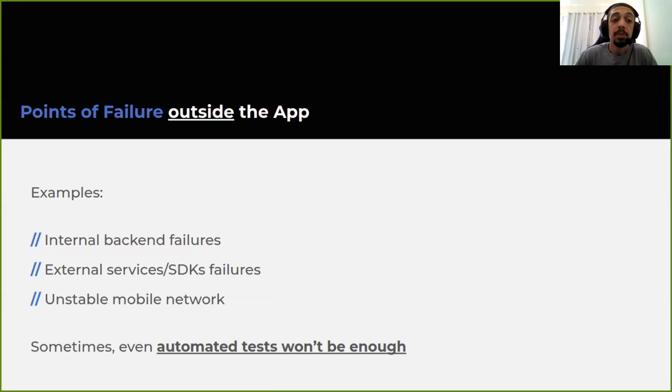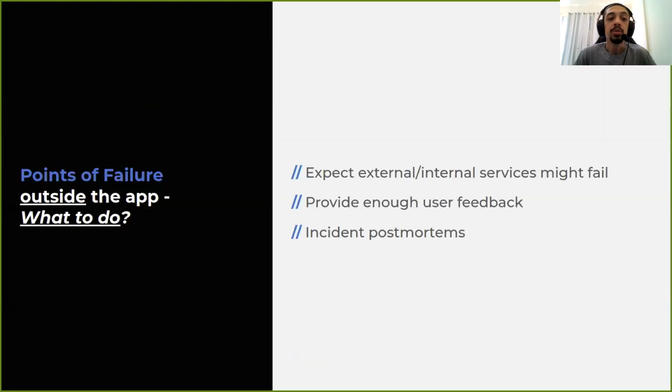And there are problems that might happen outside the app. Usually these are problems that we don't have control over. It might be an internal backend failure, an external service or SDK failure, or an unstable mobile network. Sometimes we can reproduce these problems in our development environment, and even with tests we can try to avoid them. So what can we do to try to prevent them?